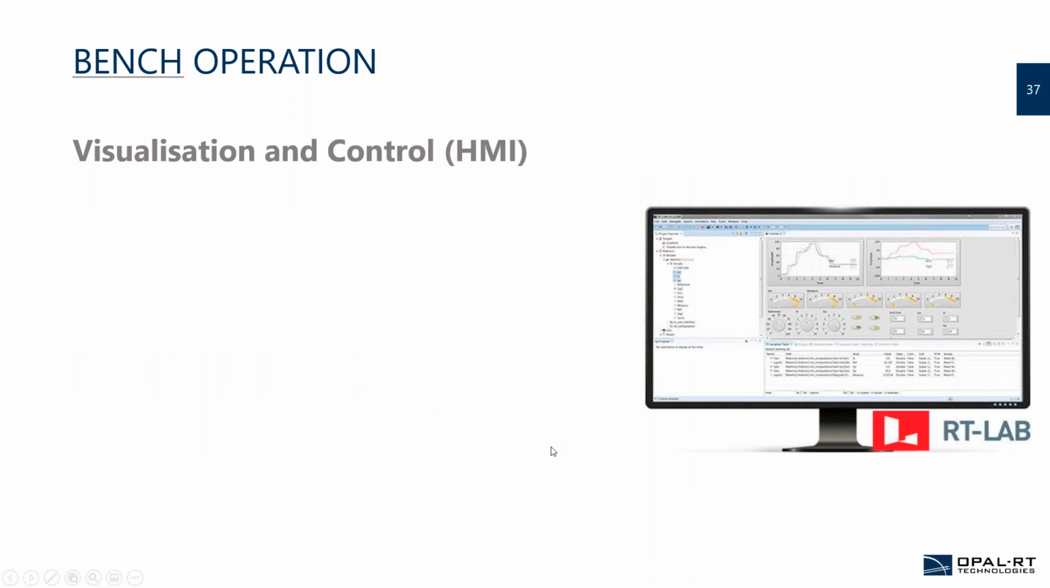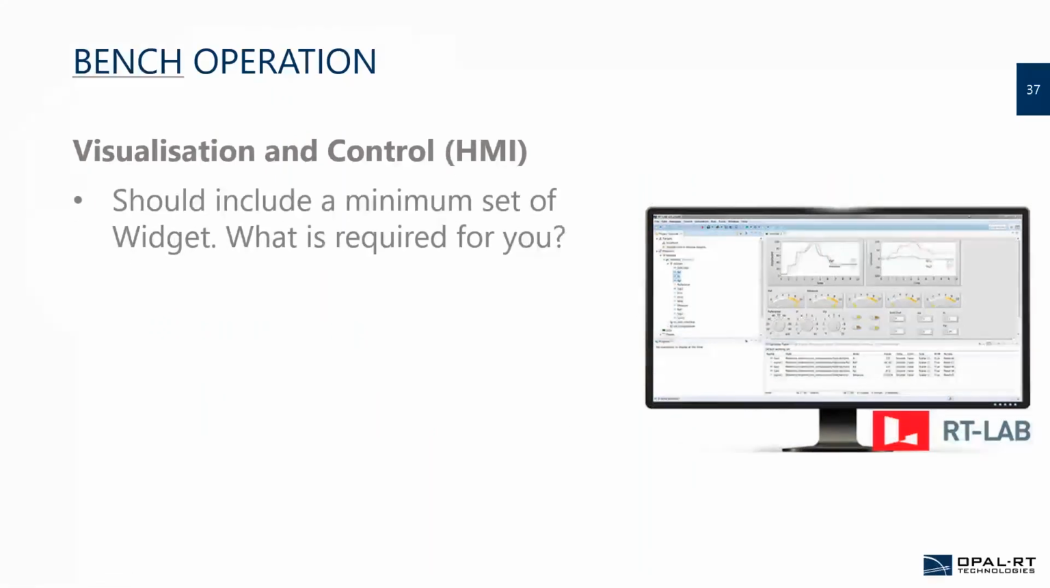If we're looking at the visualization and control of the HMI, you should ask yourself what is the minimum widget set that you want. What kind of buttons and scopes are you really looking for? Are you looking for a scope that only has one curve, two curves? It's a pretty basic question, but it's good to plan ahead when you make the right selection. Does the tool that you use have all the planned widgets?